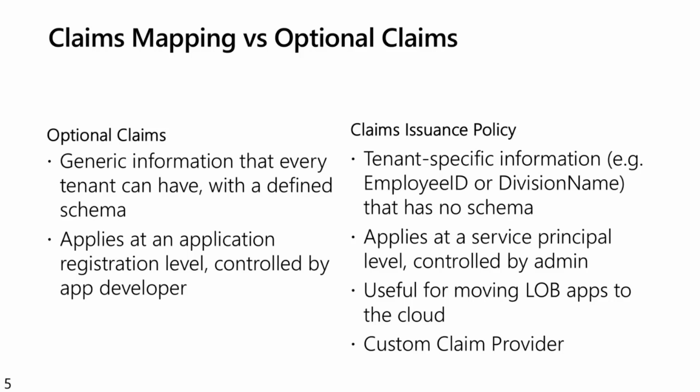So, for example, supposing you wanted to see a claim in your tokens that said division name. Well, that's not a standard property that we have in Azure AD, but you could create such a thing with a token issuance policy saying, well, I want to have a claim named division name, and the data is going to come from extension attribute 7 or 6 or whatever it might be in my tenant.